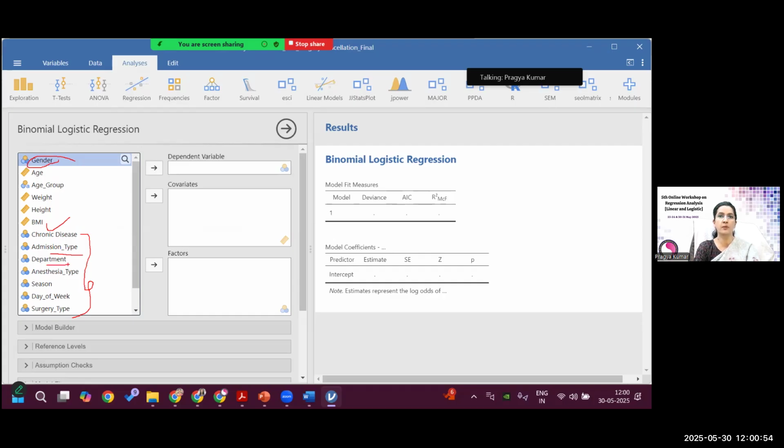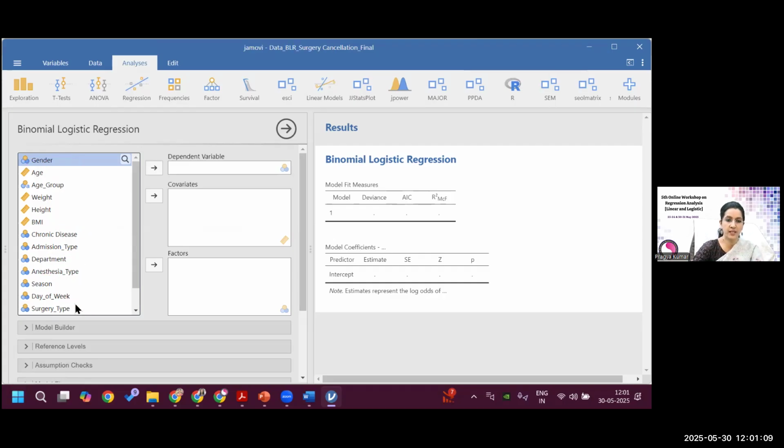Department, there were 4 departments: medicine, surgery, gynae, and ortho. Anesthesia type, regional and general. Summer and winter, 2 seasons. Days of the week, 5 days. And surgery type, planned or emergency. So these variables I have selected based on literature review. Now, which variables I will enter in the final table is decided based on the univariable analysis.